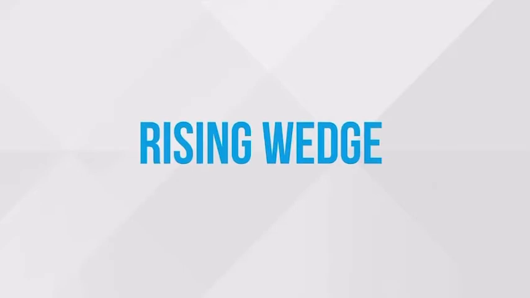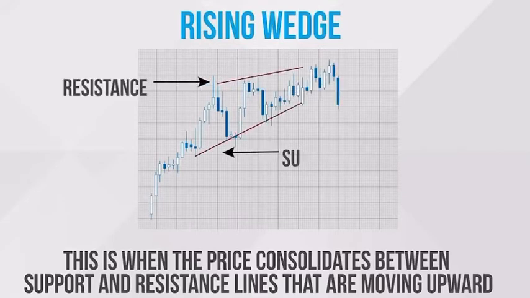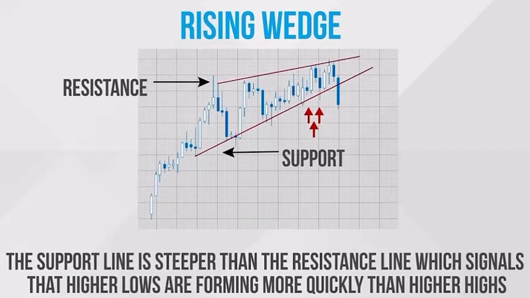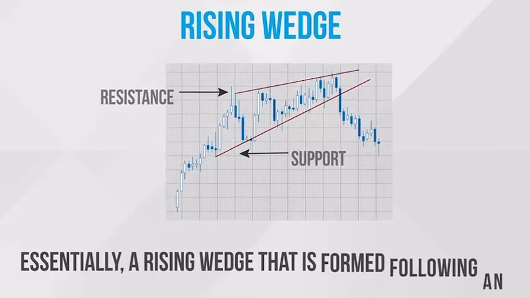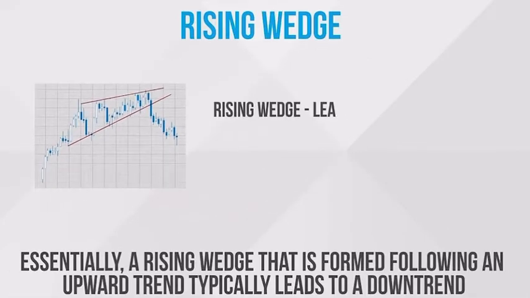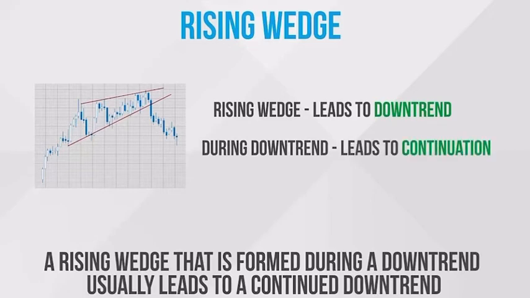The first type of wedge pattern is called a rising wedge. This is when the price consolidates between support and resistance lines that are moving upward. The support line is steeper than the resistance line, which signals that the higher lows are forming more quickly than the higher highs. This movement indicates that a breakout is about to occur. Essentially, a rising wedge that is formed following an upward trend typically leads to a downtrend. A rising wedge that is formed during a downtrend usually leads to a continued downtrend.